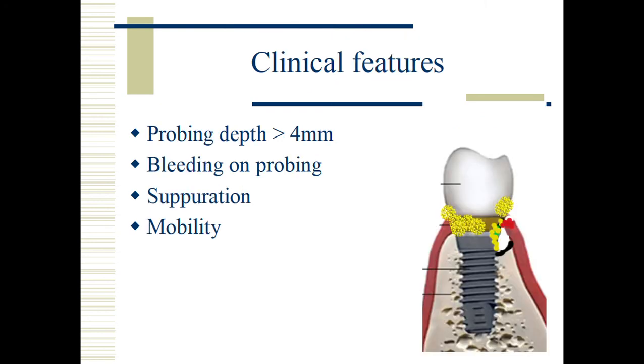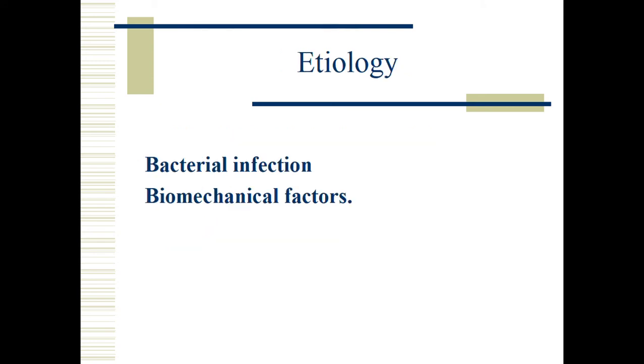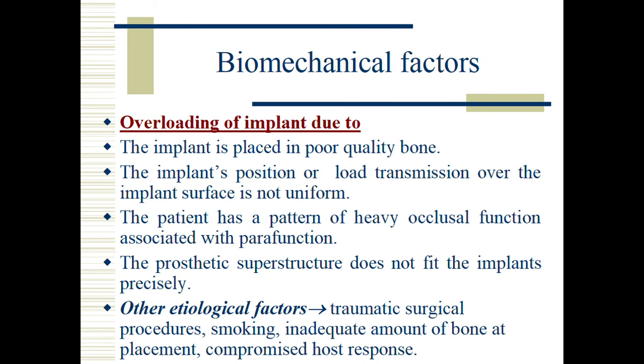Clinical features: probing depth greater than 4 mm, bleeding on probing, pus formation, suppuration and mobility is there. Risk factors: prevalence of periodontal disease, smoking, genetic factors, diabetes mellitus and occlusal overload. Etiology: bacterial infection, biomechanical factors. In biomechanical factors, overloading of implant occurs when the implant is placed in poor quality of bone.